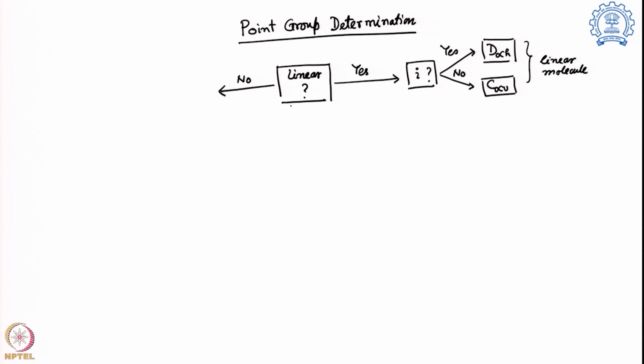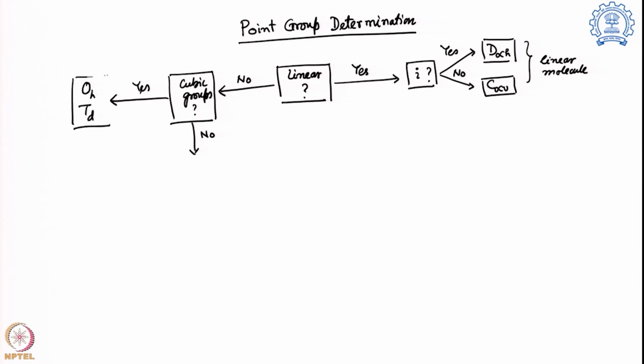If the molecule is not linear, the next question we ask is whether it belongs to any particular cubic group or not. By cubic groups we mean only the 2 groups that are most common in chemistry, octahedral and tetrahedral. So, if the molecule is not linear but belongs to a particular point group which is easy to figure out, then it belongs to these cubic groups.